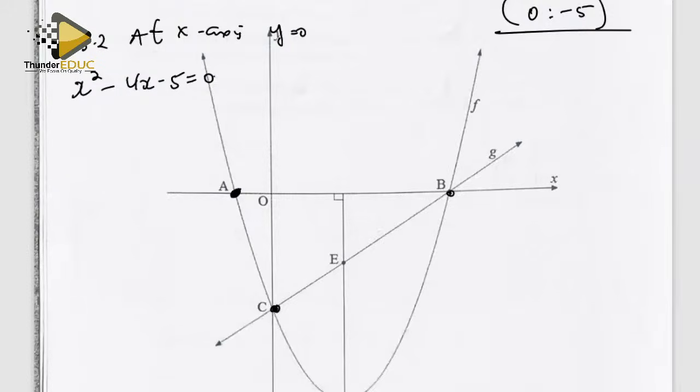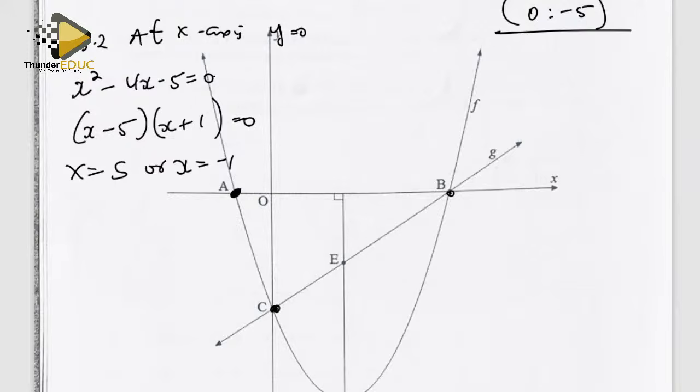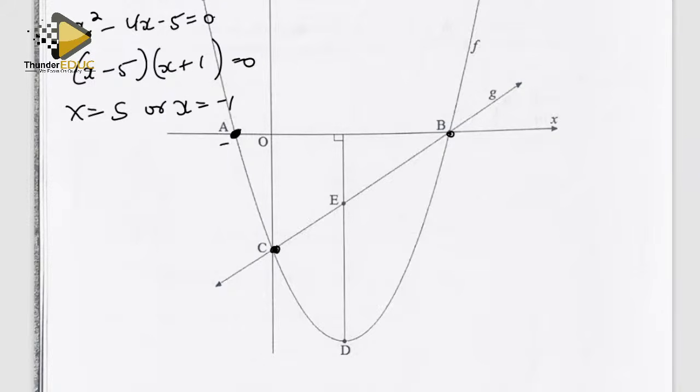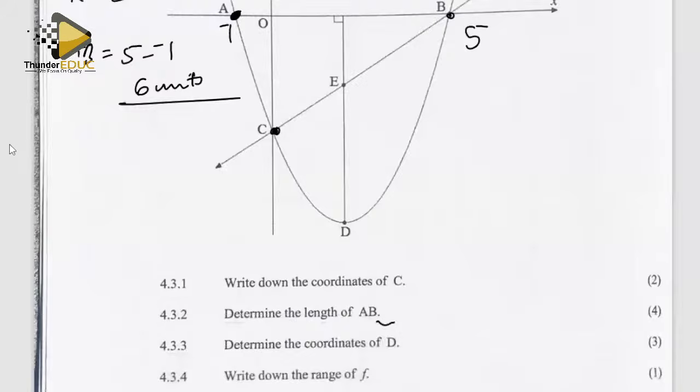So let's factor this out. It's going to be (x minus 5)(x plus 1) equal to 0, meaning that x is 5 or x is -1. Now, if this is -1 and this is 5, the distance AB is going to be 5 minus -1, which is 6 units. All right, that's AB.